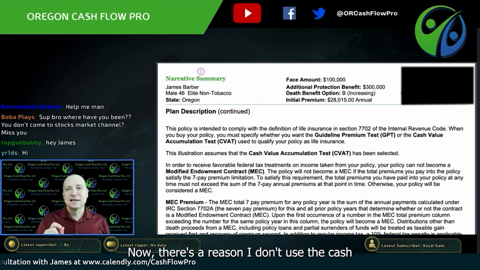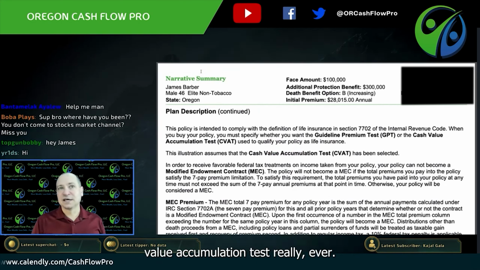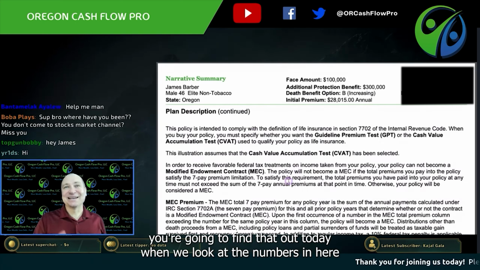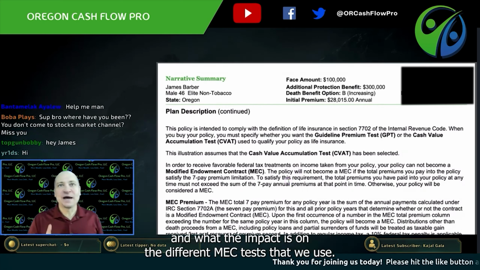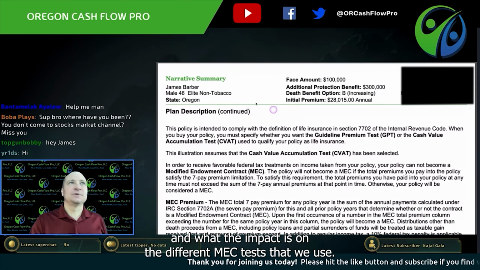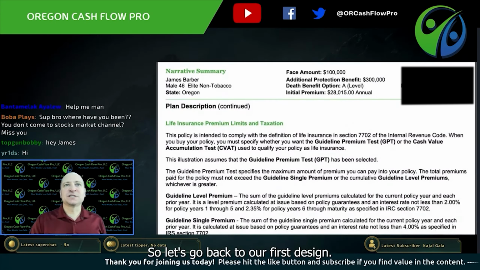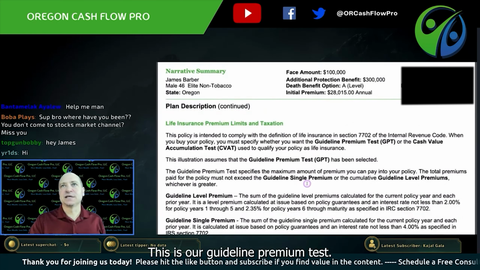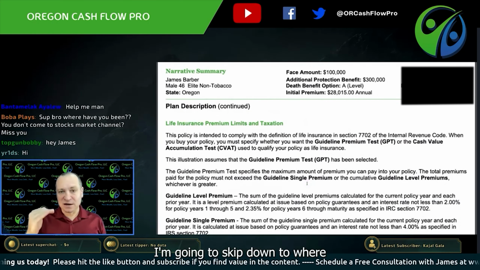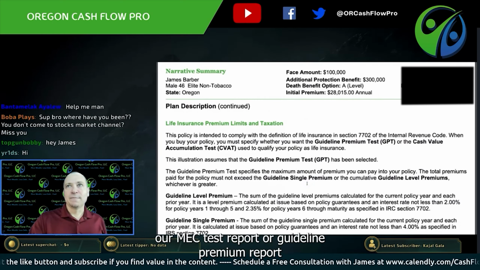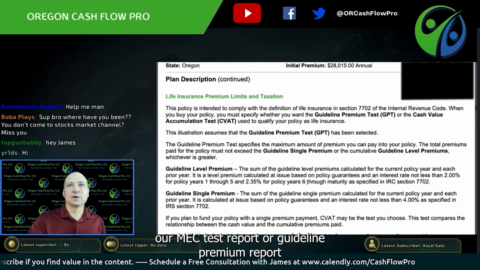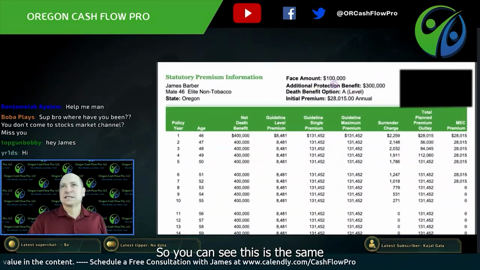Now, there's a reason I don't use the cash value accumulation test really ever. You're going to find that out today when we look at the numbers in here and what the impact is on the different MEC tests that we use. So let's go back to our first design. This is our guideline premium test. I'm going to skip down to our MEC test report, our guideline premium report.